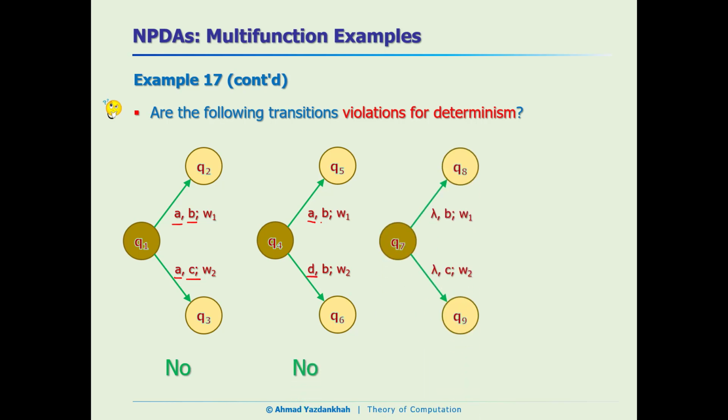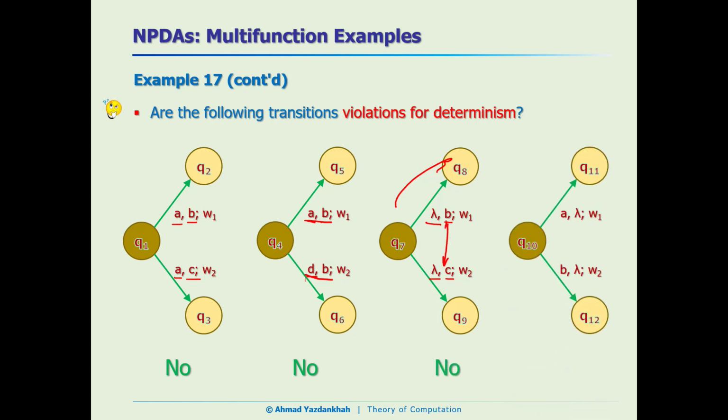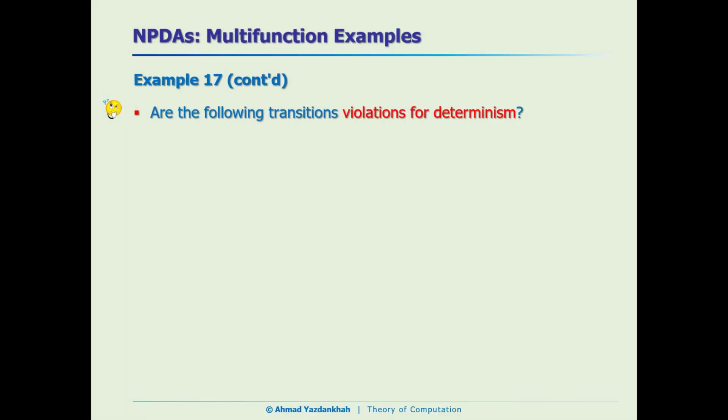With these examples, I want to show that both of these conditions should be the same somehow, right? In those cases, definitely there will be a violation of determinism. How about this one? Don't care about the input. Top of the stack is B. Go to Q8. Don't care about the input. Top of the stack is C. Definitely it's not a violation. How about this one? This one is no violation. You can go over that, but we still have more.